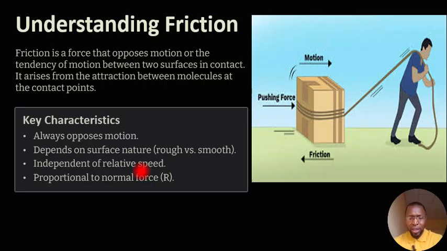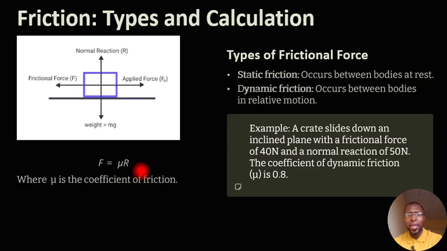Right, so what then are the types of friction we have? There are two major types of friction. We have the static friction. This type of friction occurs between two bodies that are not moving or that are at rest. When we say body at rest, that means they are not moving. So when two objects are not moving, the friction acting between their surfaces is called static friction. And the second type of friction is known as dynamic friction.